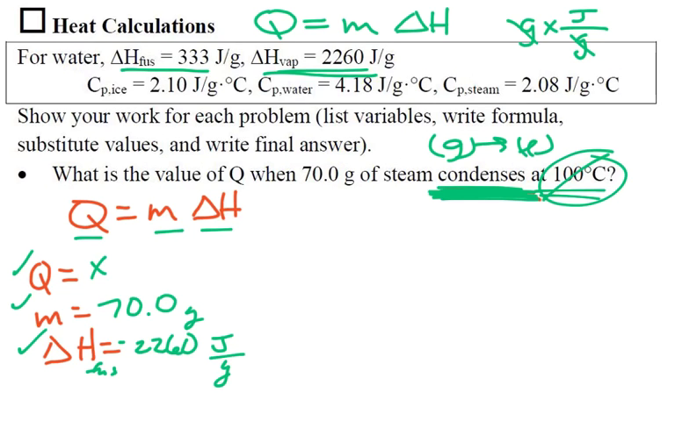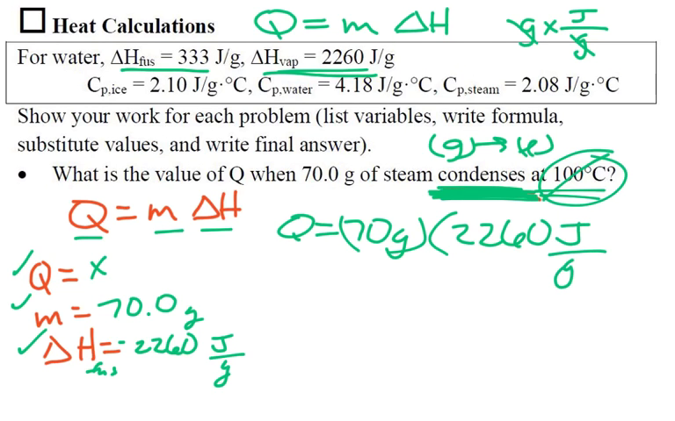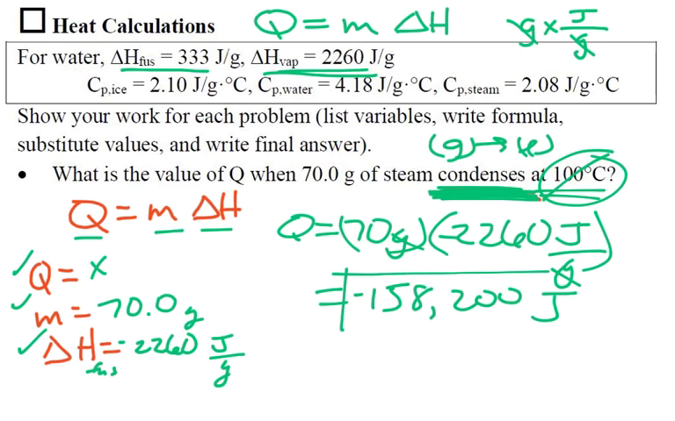To finish the problem, we have to substitute in. We're looking for Q. So Q is equal to mass 70 grams times 2260 joules per gram. We can call that negative if we want to. And when we do the math, I get 158,200 joules, because grams drop out, and we're going to make that negative because it's heat given off. So we can either say the energy is negative 158,200 joules, or we could say that it's 158,000 joules given off, released.